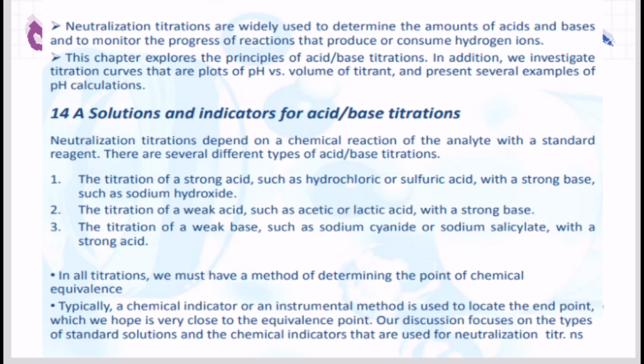So, in solutions and indicators for acid-base titrations, neutralization titrations depend on the chemical reaction of the analyte with the standard reagent. There are several different types of acid-base titration. Number one is the titration of a strong acid, such as hydrochloric or sulfuric acid, with a strong base such as sodium hydroxide. Number two is the titration of a weak acid, such as acetic or lactic acid, with a strong base.